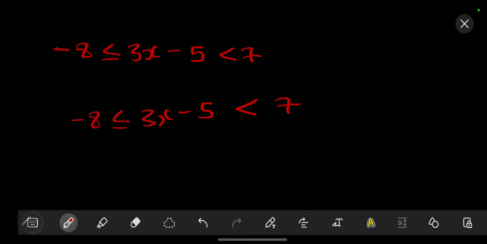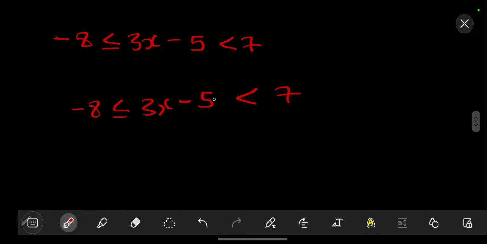So the first approach is to make sure that we add the additive inverse of negative 5. In other words, we need to eliminate this 5. So we add a 5 here, we add a 5 here, and we add a 5 here. So we have negative 8, we add a 5, less than or equal to our 3x, we have minus 5, we add a 5.